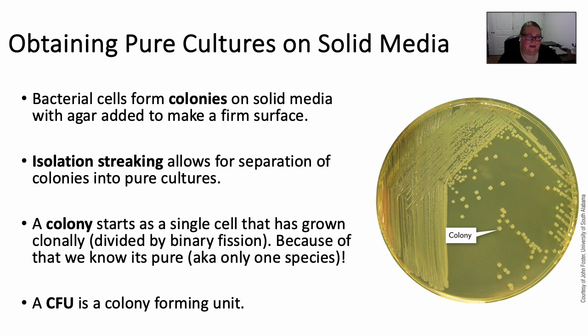So when we are trying to separate a mixture of bacterial species, we're going to use a technique called isolation streaking. We are going to do this in the lab. It's pretty fun. Okay, so isolation streaking is going to allow us to separate a mixture into individual pure colonies.